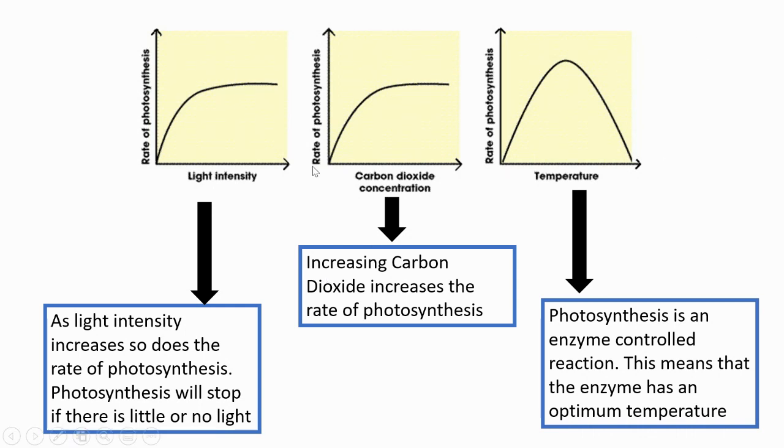Now temperature is a bit different to these two because it's not used in photosynthesis, but it is very important when controlling photosynthesis. So photosynthesis is an enzyme-controlled reaction. So this means that it has an optimum temperature to work at. So as you increase the temperature, so does the rate of photosynthesis until you get to the optimum temperature. Now this is the temperature when the enzyme is working as fast as it can and as productively as it can. Once you go past the optimum temperature, the rate then starts to decrease until it no longer works because it's been denatured. So that is how temperature impacts photosynthesis.